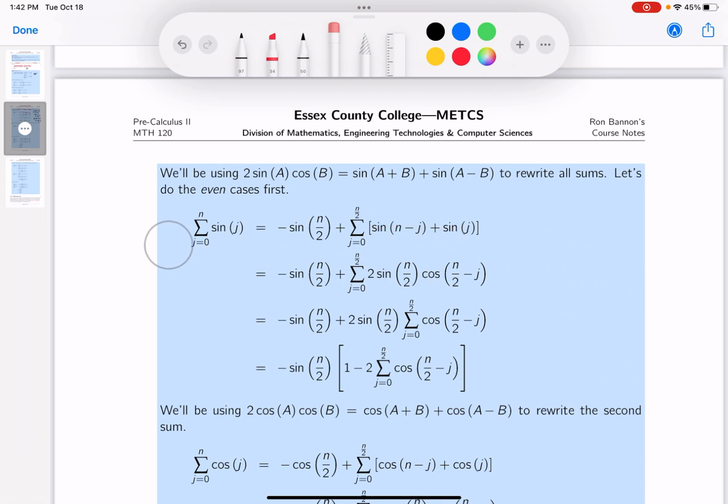And I'm starting to notice something about this sum. This sum over here has nothing to do with j. So what I do is I pull it out. And I get this over here. And it's really kind of a simple thing.